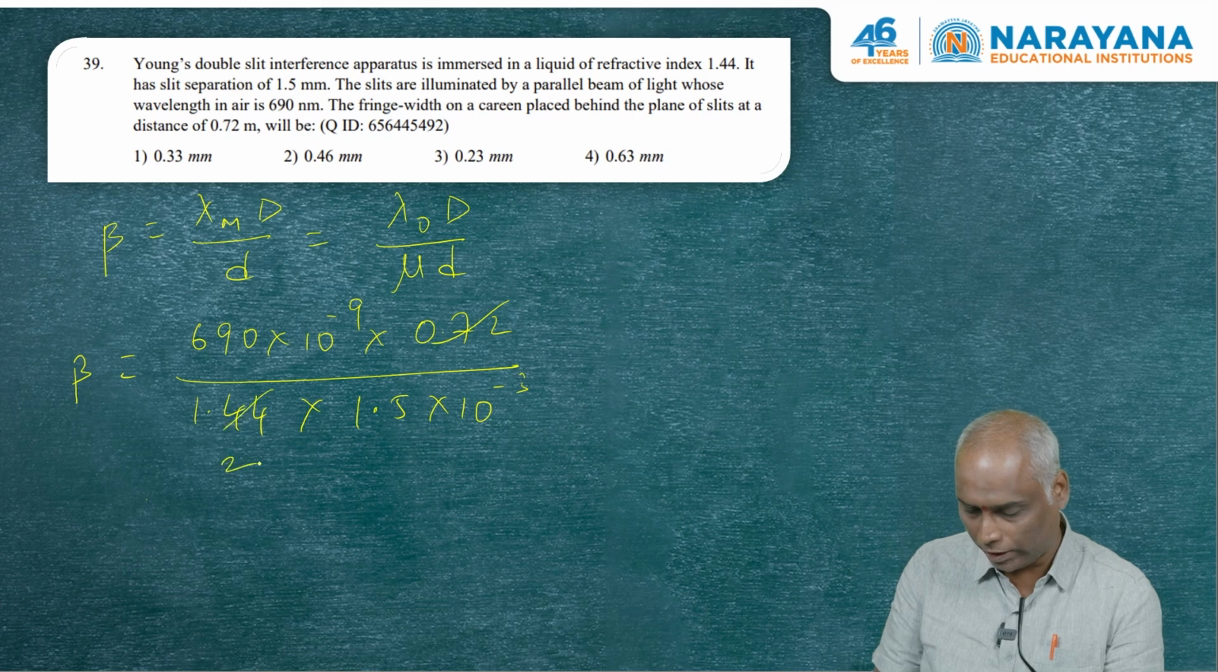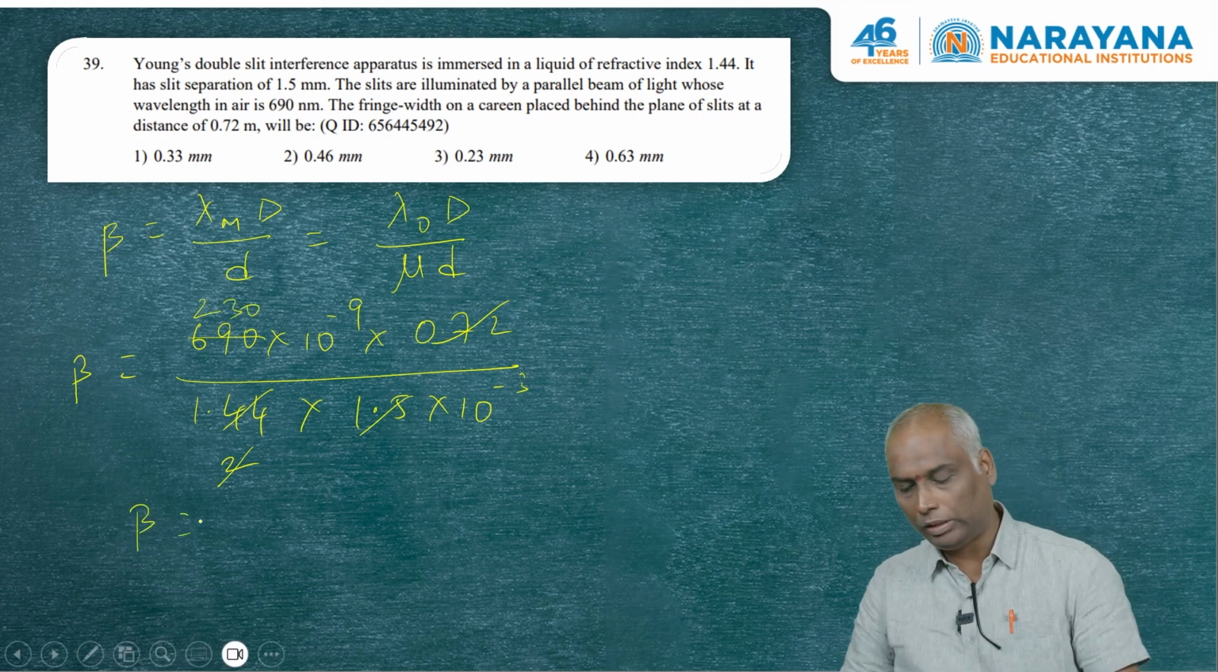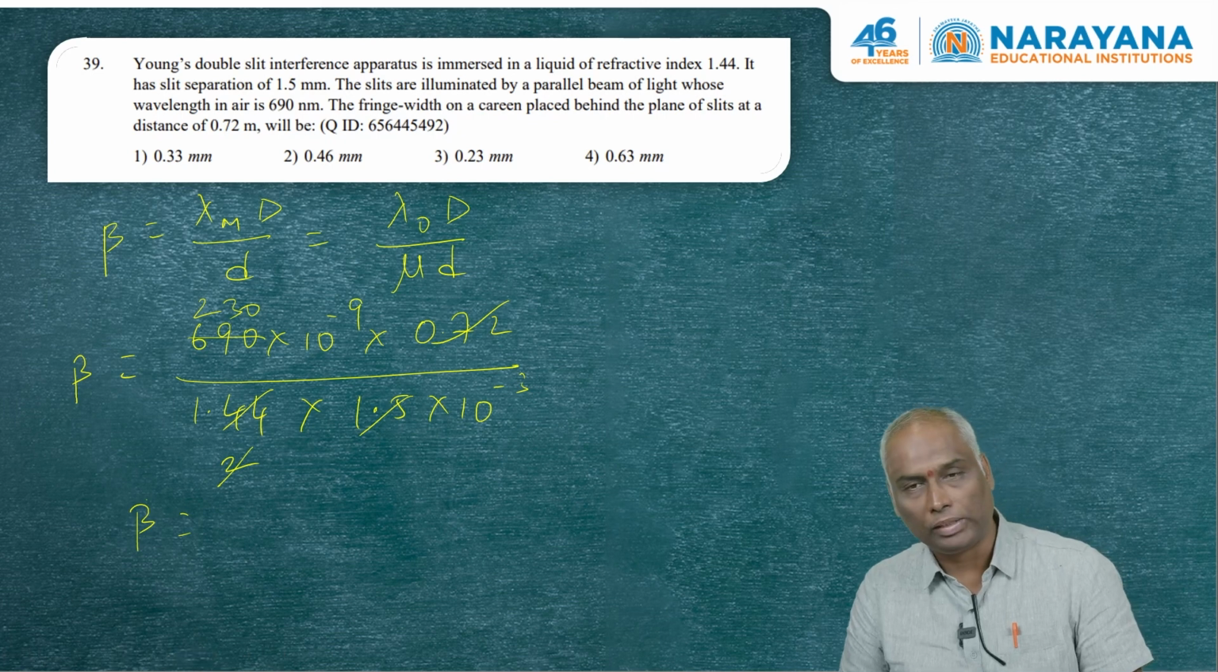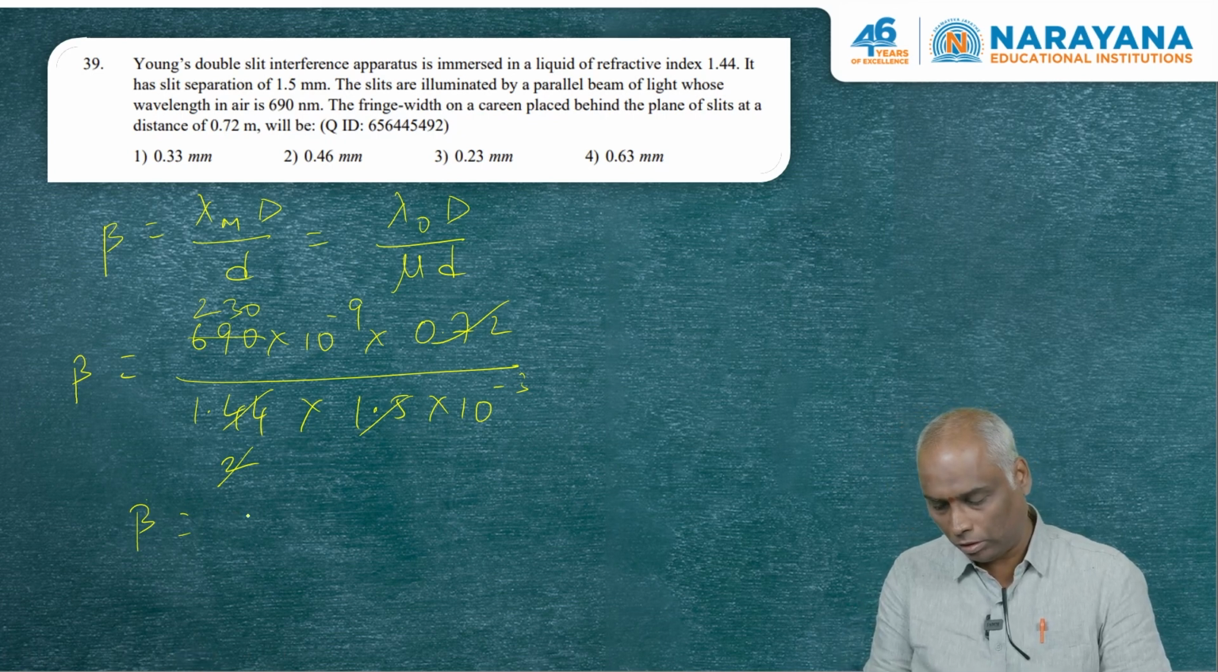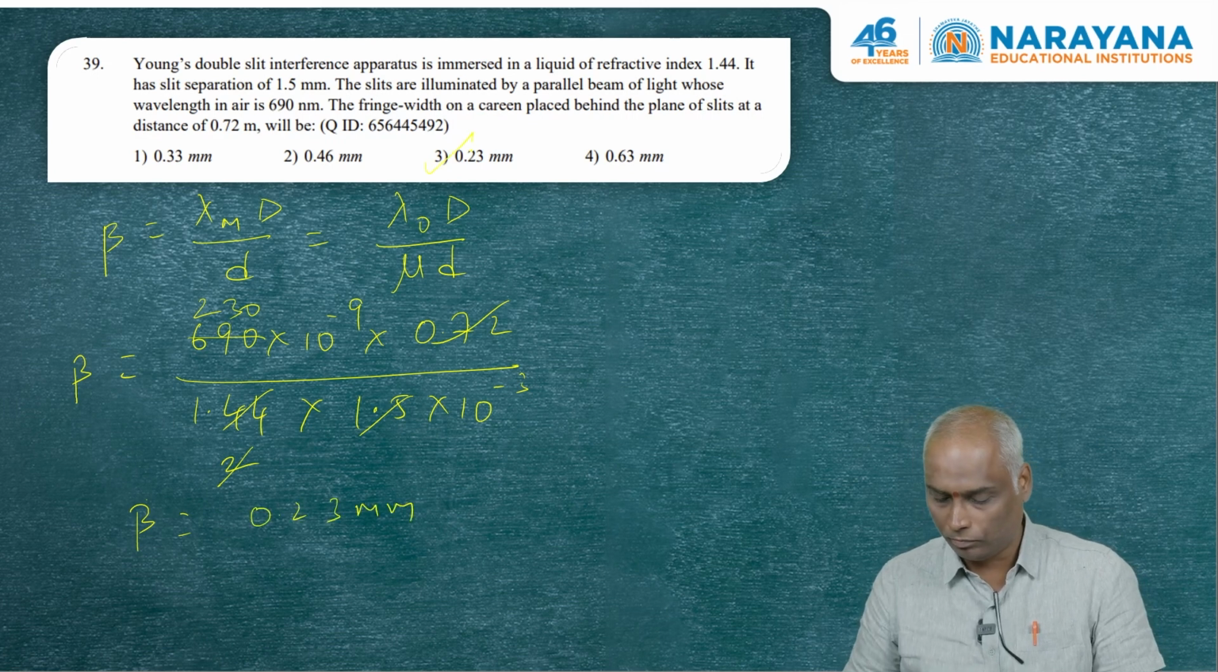0.72, this will go 2 times. 2 into 1.5 is 3, and that 3 will go here 230 times. The value of beta is equal to 230 into 10 to the power of minus 6 meters. So it's going to be 0.23 millimeters.